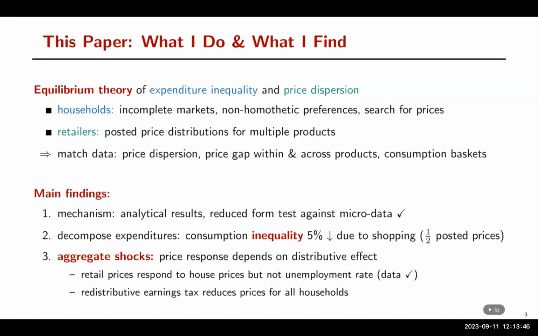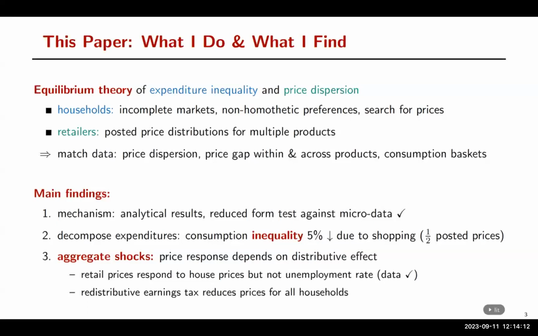In particular, I'm going to show that the response of retail prices to aggregate shocks will crucially depend on the distributive effect of the shocks, so which households in the economy are going to be hit. Because if you hit the poor or the rich households with an aggregate shock, then you're going to change the composition of demand, you change the average price elasticity in the economy, and that will affect whether retailers want to increase or decrease their profit margins, whether they want to increase or decrease prices.